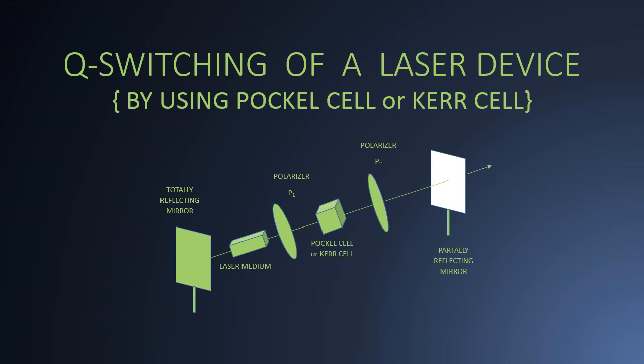In other words, Q value of laser device becomes minimum when the cell is on and it becomes maximum when the cell is off. The switching time of the cell is so adjusted that the pulses of very short duration are obtained with peak power of 10 to the power 6 watt.